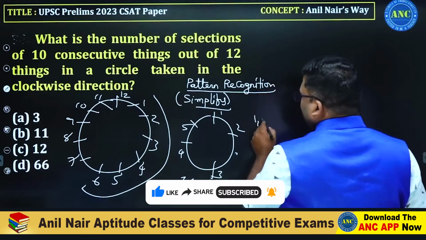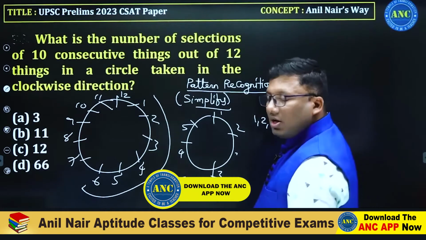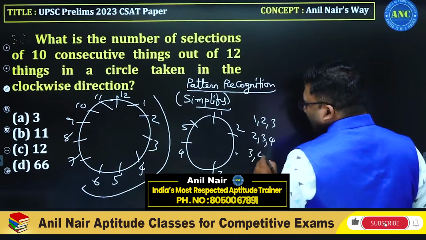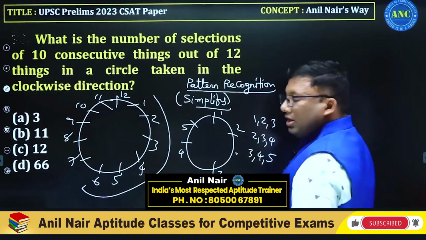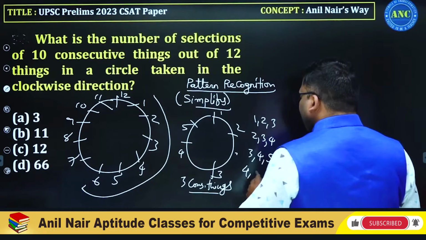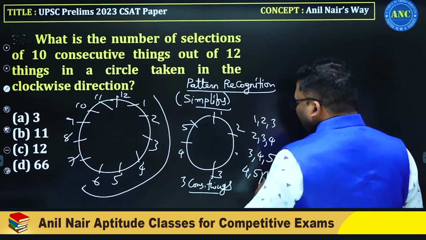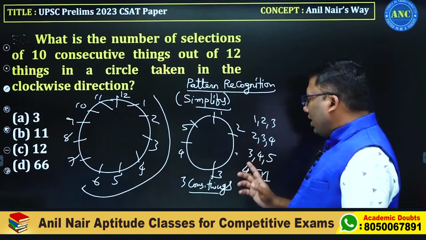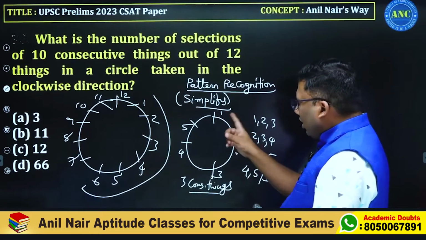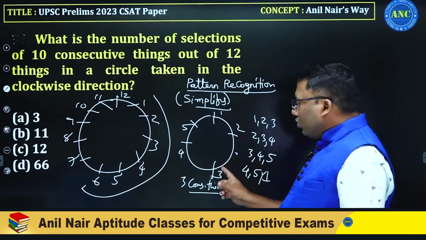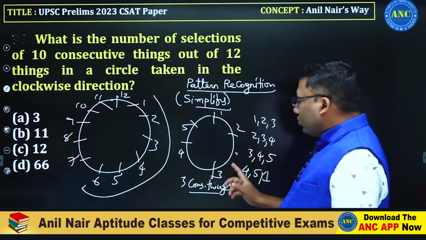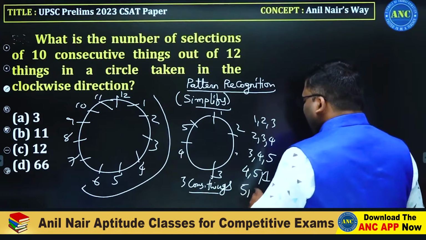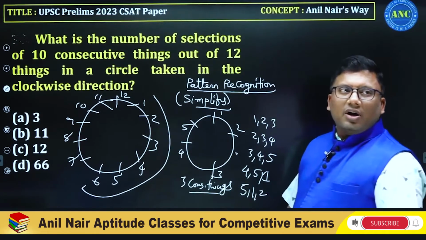3 consecutive things: 1, 2, 3 I can take, yes or no? Next I can take 2, 3, 4. Next 3, 4, 5. Next 4, 5, 1, yes. Then 5, 1, 2. Am I right?